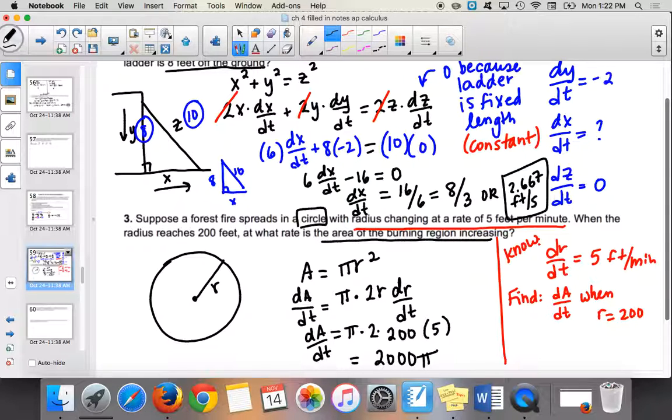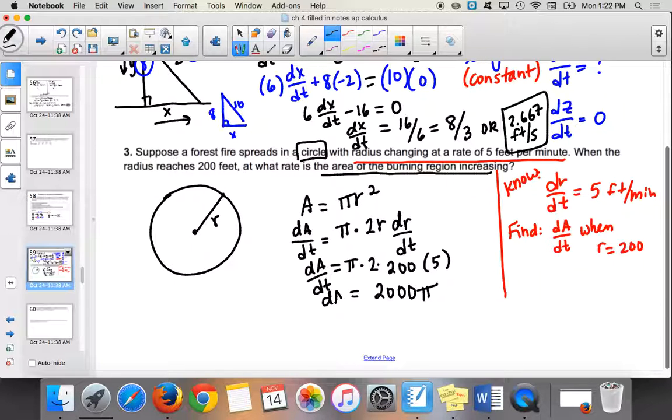So that's an answer. Well, is it feet per minute? What do we think? Feet squared per minute? Yeah, feet squared per minute. Do you guys see why it's feet squared? Because it's the rate of change of the area with respect to time. Area is feet squared, square feet. Okay, so that's our answer.